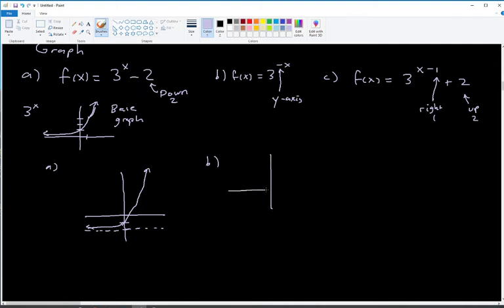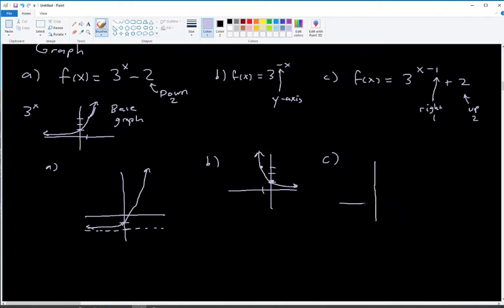To B, you just flip this graph about the y-axis. So for B, the point 1, 3 is now on this side, and our graph drops down and runs along. You just do a y-axis reflection of this base graph of 3 to the x. For part C, we move this graph right 1, then up 2.